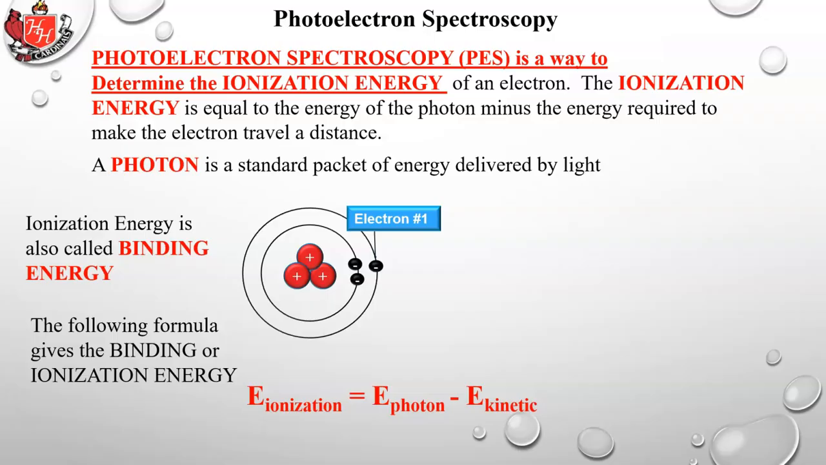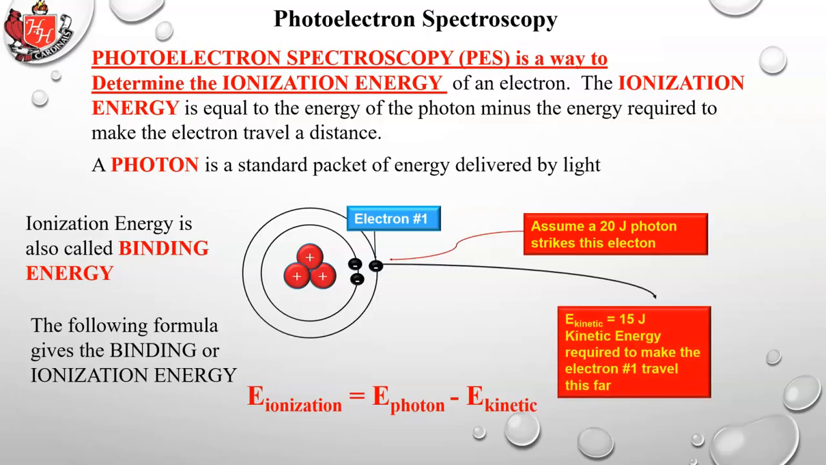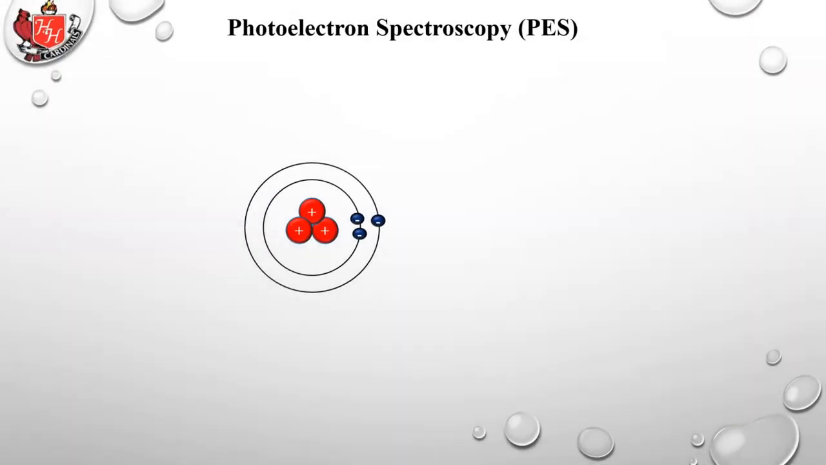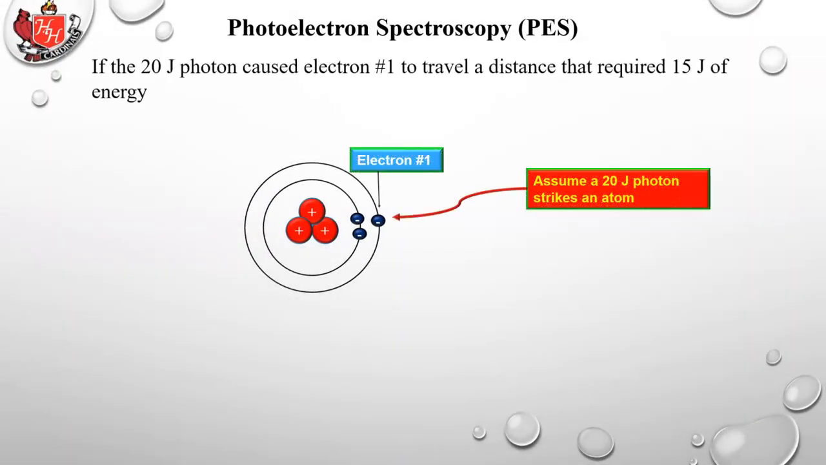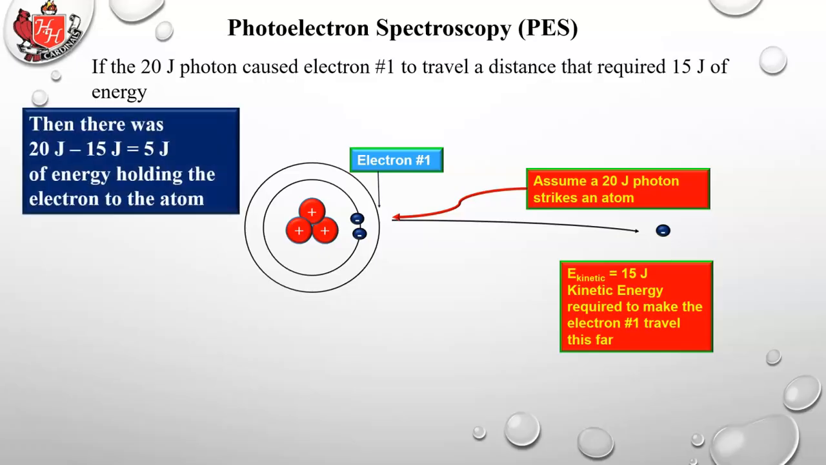So here's electron number 1. Imagine that a 20 joule photon strikes this electron. The electron then flies out and is measured to have a kinetic energy of 15 joules. That makes it travel. So if a 20 joule photon caused electron number 1 to travel a distance that required 15 joules of energy, then there was 20 minus 15 equals 5 joules of energy holding the electron to the atom.